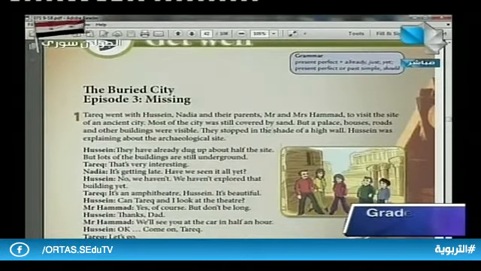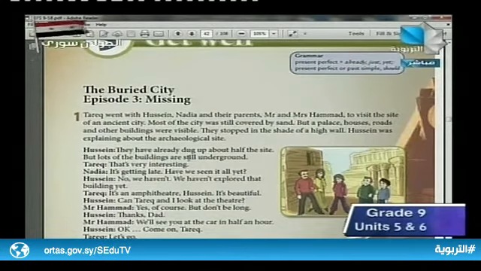So they wanted to visit this archaeological site, but after some time, Tariq and Hussein were lost, and they began to look for the two boys. Did they find them? Could they find them? No, unfortunately, they couldn't. Up till now, they couldn't. So Tariq said that he wanted to visit the amphitheater, right?